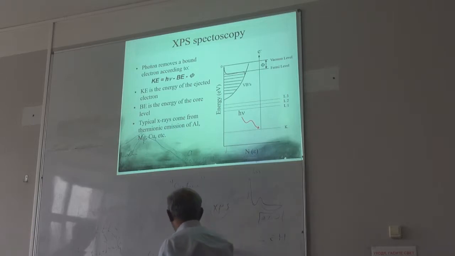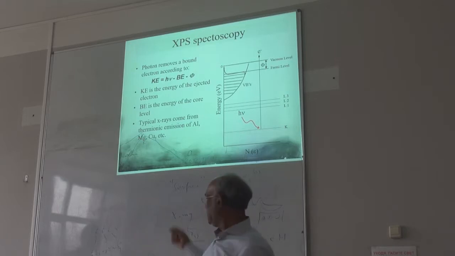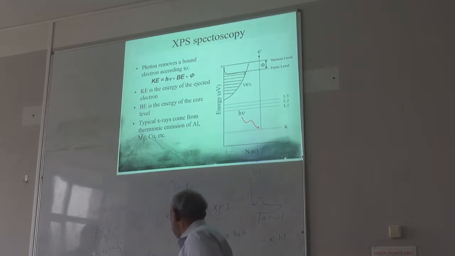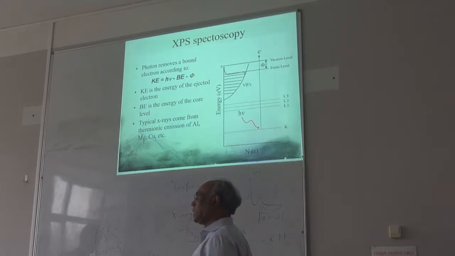So we have a detector. This is my detector. The detector will look at the kinetic energy of this outcoming electron. So it's not one transition or anything. Directly when you knock out the electron, that electron has a kinetic energy, right? So we can measure that kinetic energy directly from this detector.